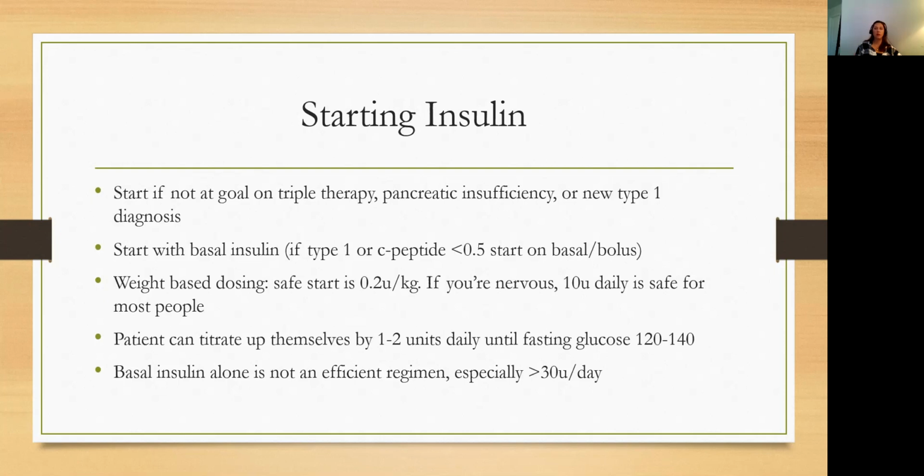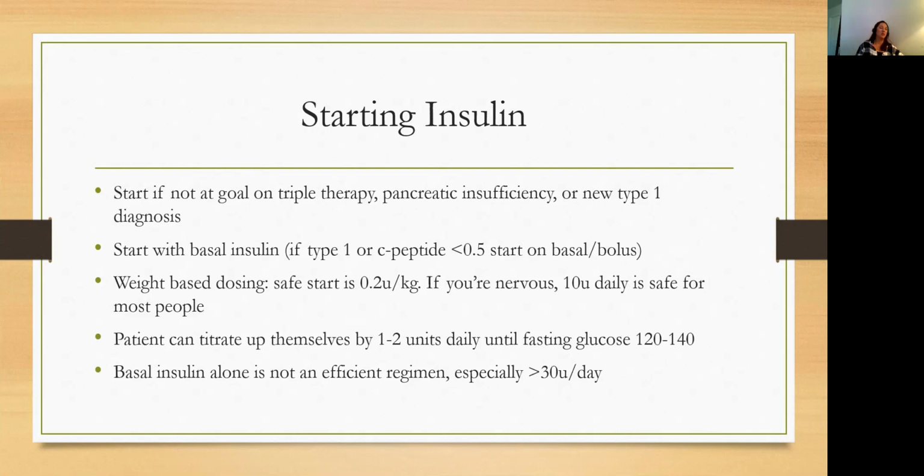Weight-based dosing, a safe place to start is 0.2 units per kg. If you're nervous, you can always start with like 10 units. That's kind of a safe dose for most people. So let's say you've got a patient on metformin and Victoza and Farxiga. You could start them on Lantus 10 units daily, and it's not going to hurt them, and it should help a little bit to get them down. But again, you can tell the patient, this is probably going to make you start gaining weight, so you might want to get it together.